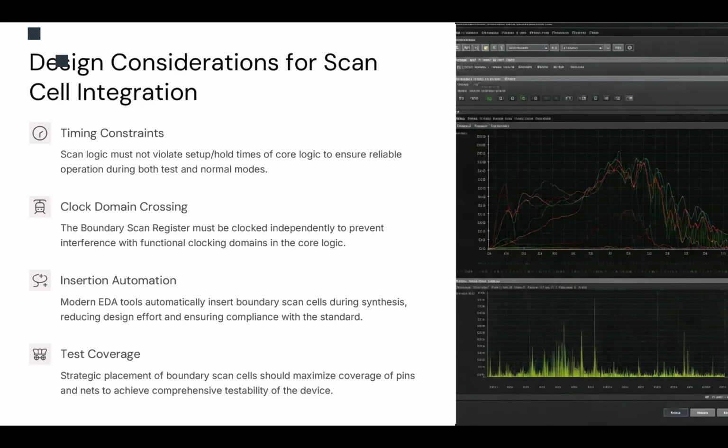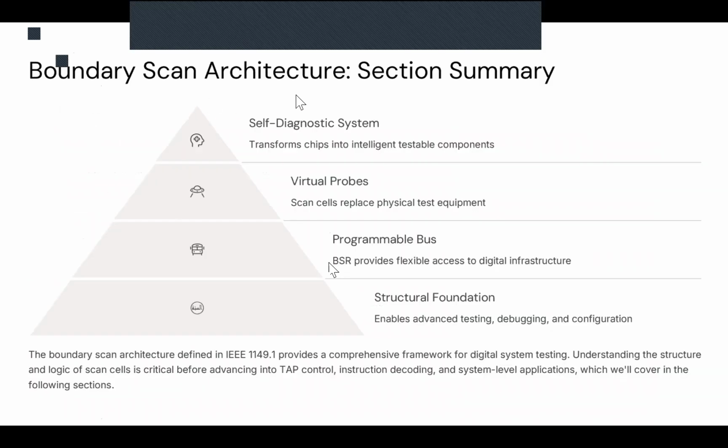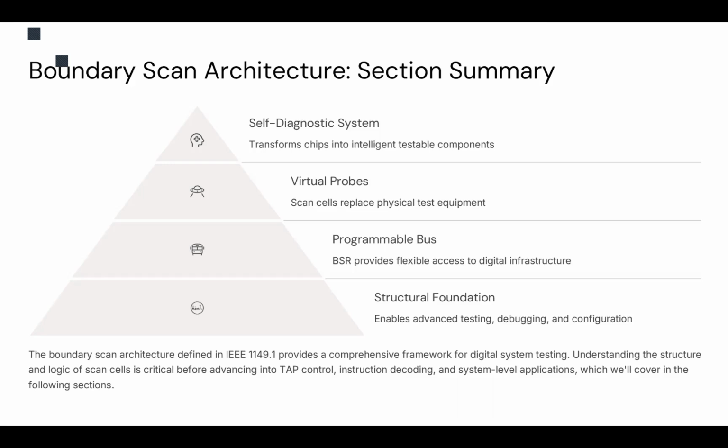Now, let's talk about a summary of what we have gone through so far. We talked about the self-diagnostic system, where the boundary scan architecture transforms the integrated circuit into a self-diagnostic device. We have the test and observation logic embedded directly into each input output pin. This mechanism supports automated testing, real-time diagnosis, and failure isolation at device level.